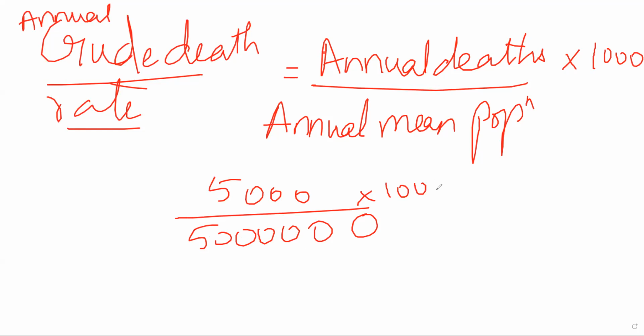So my annual crude death rate will be equal to 1. ठीक है, my annual crude death rate is 1. So in 1 year, for every 1000 people, one person has died. ठीक है, so that is how I calculate my annual crude death rate. Now this is the very simple form of calculating death rate. You do not get any specificity in this.